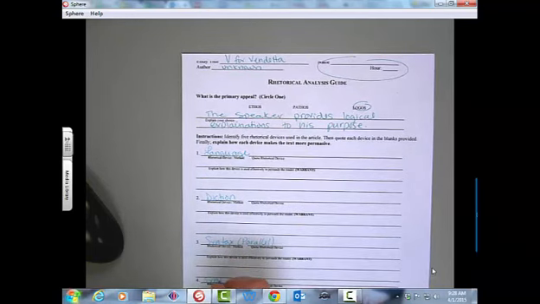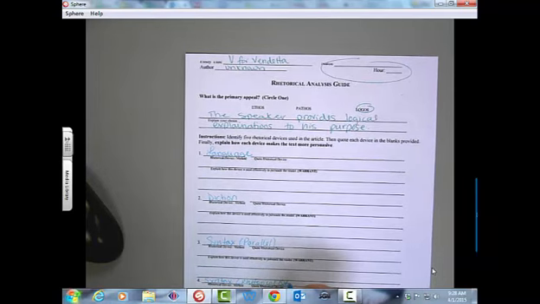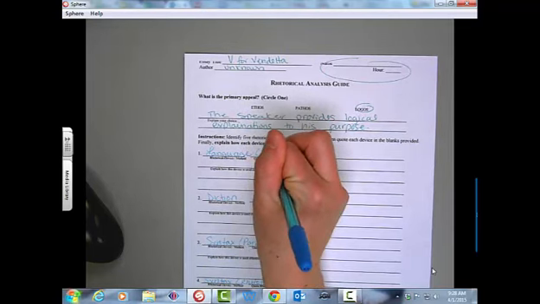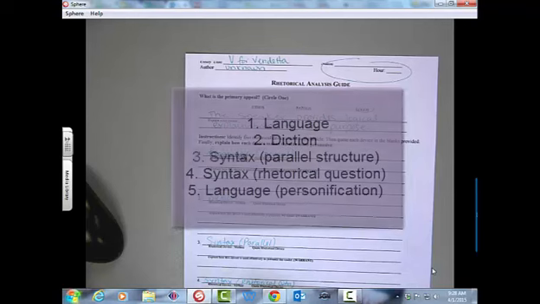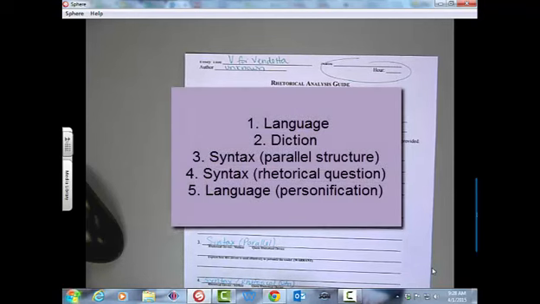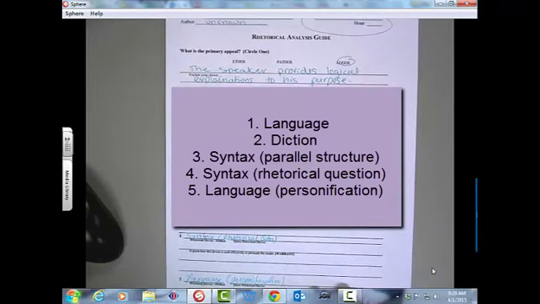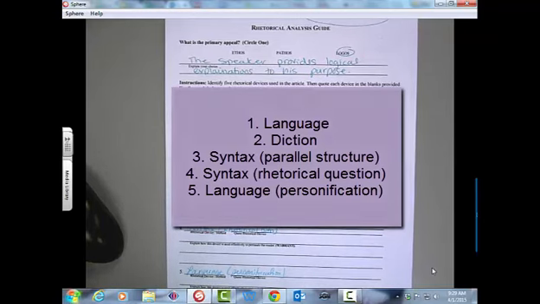I'm going to use syntax again and say rhetorical question. And then I've got language up here, and I'm going to say the formal diction or the formal language. And then down here I could use language again, and he's got personification. I think it's personification. I guess it technically could be an idiom. So those were the ones that I've decided I'm going to use. So you can pause and maybe write those down if you didn't already have some of your own.